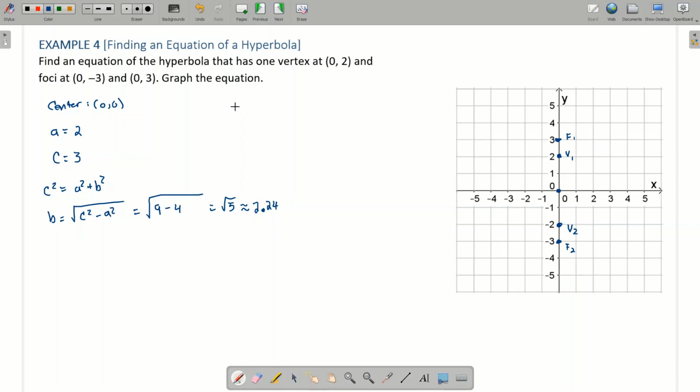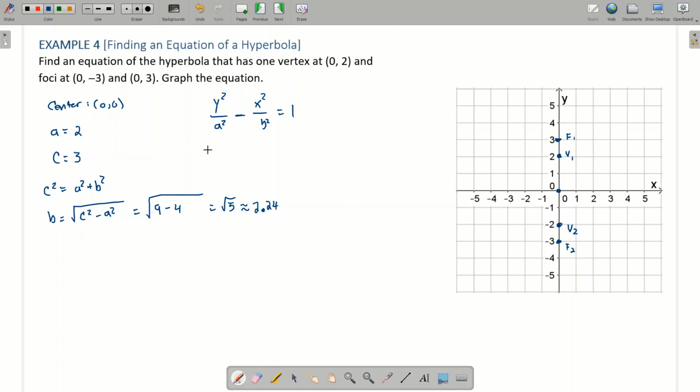Okay, so let's find the equation. So actually we're not going to end up needing this, but to get the equation, we can see that the transverse axis is the y-axis, which means that we have to use the equation y squared over a squared plus x squared over b squared is equal to 1. Oops, sorry, not plus, that would be an ellipse. Should be minus there. The important thing is the y term has to be first.